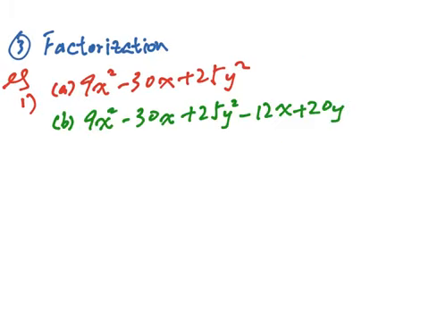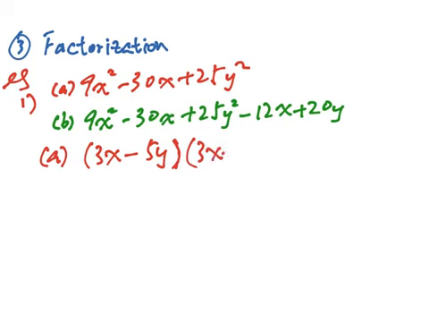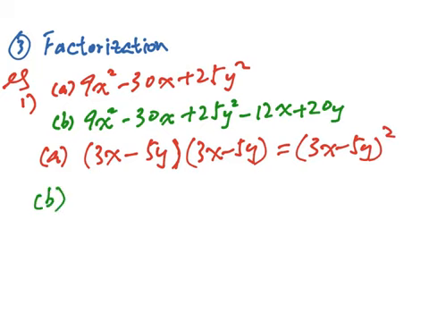Let's look at an example. Okay, for question a, 9x squared minus 30xy plus 25y squared. So we can express it like this: 3x minus 5y times 3x minus 5y. Because they are the same, we can make them become a square. Okay, for part b, because the first 3 terms are exactly from a, we can use the answer from a.